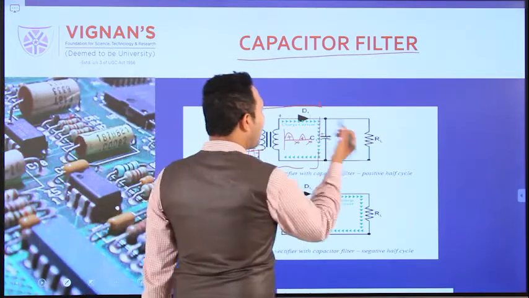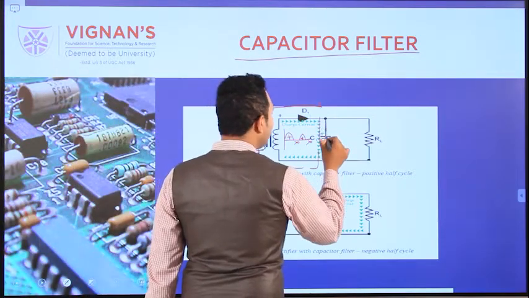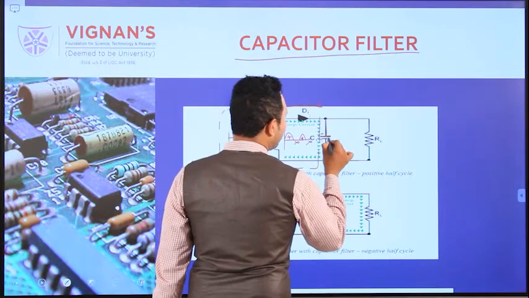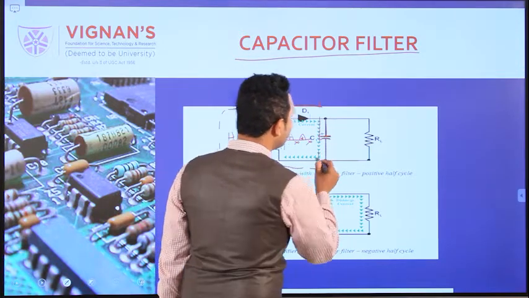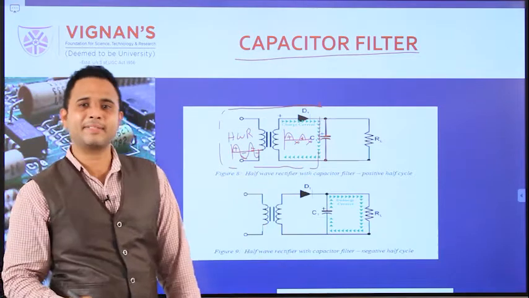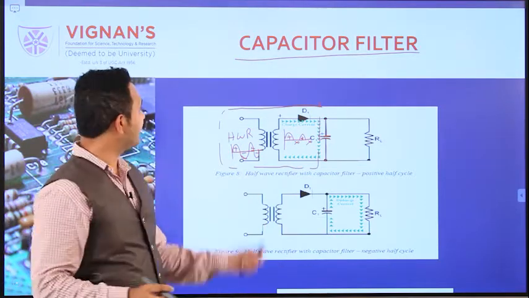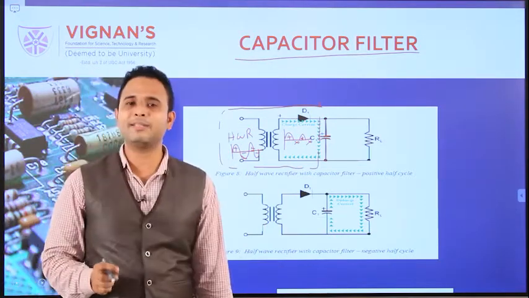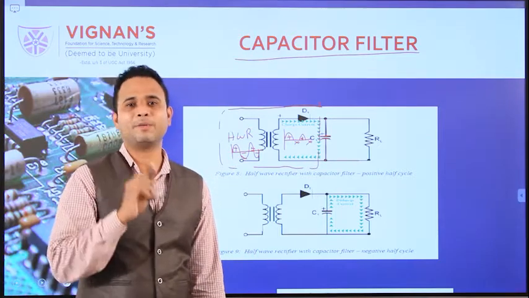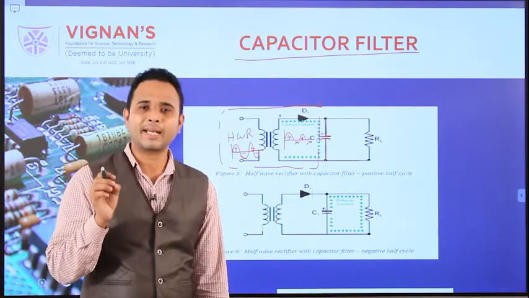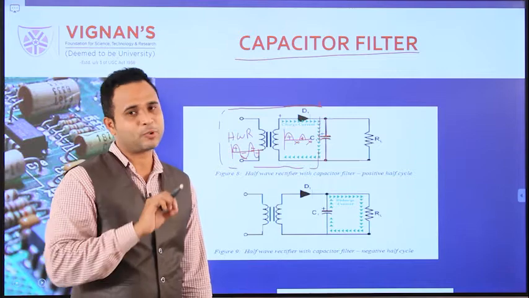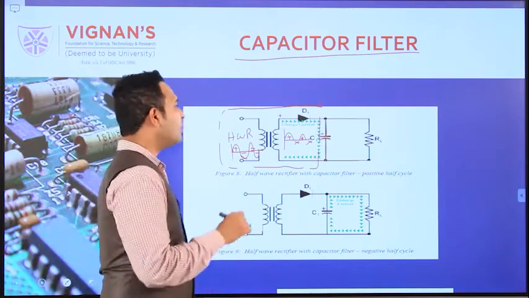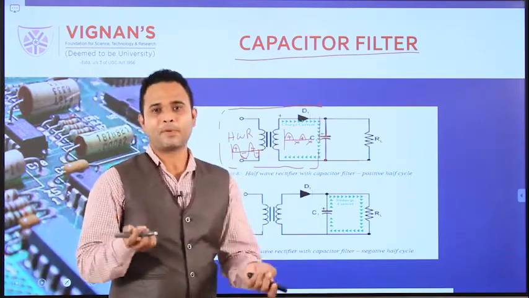So at the output side, we are connecting one capacitor, a parallel capacitor. Here the capacitor is connected in parallel. That's why we named this filter the shunt capacitor filter. Shunt means parallel capacitor filter. So what happens with the capacitor, right?